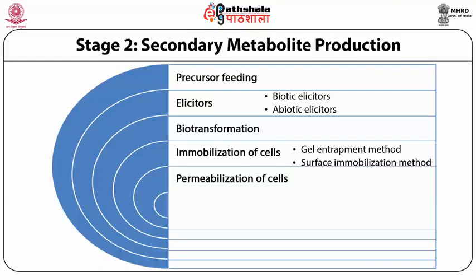Some of the treatments that are used for permeabilization are DMSO. You can reduce the pH, make it more acidic. Sonication is another treatment you can use, or you can give electric shocks.